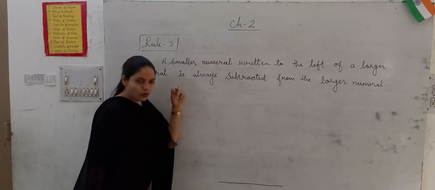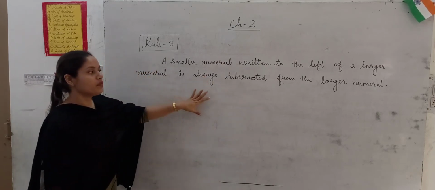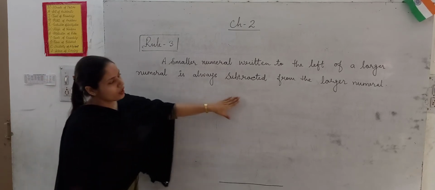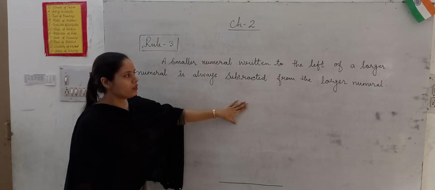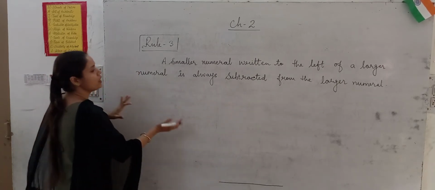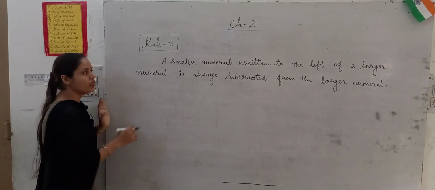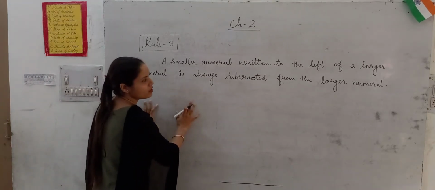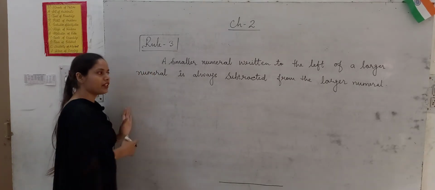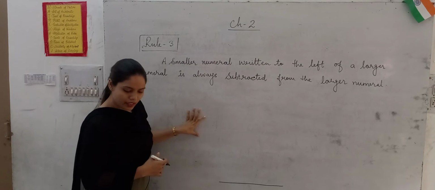Rule number 2 was, if any number is written on your right side, next to the larger numeral, that will be added to the larger numeral. Now rule number 3 is just opposite to rule number 2. If any smaller numeral is written to the left of a larger numeral, it is always subtracted from the larger numeral. Clear?